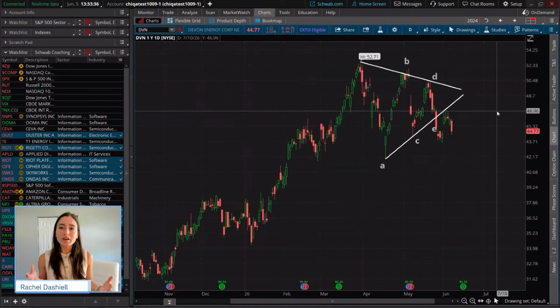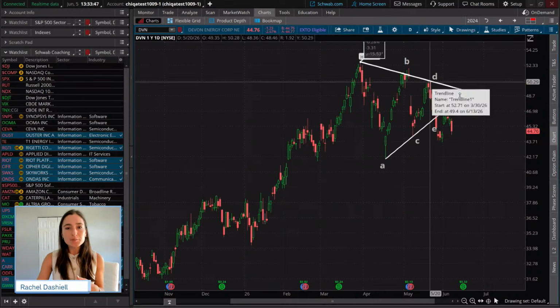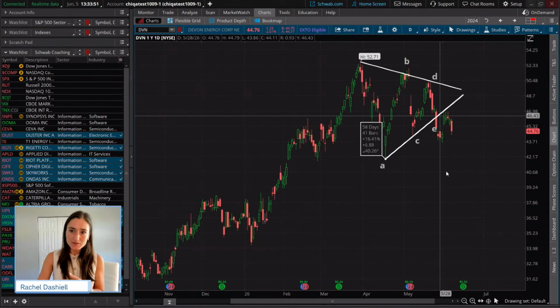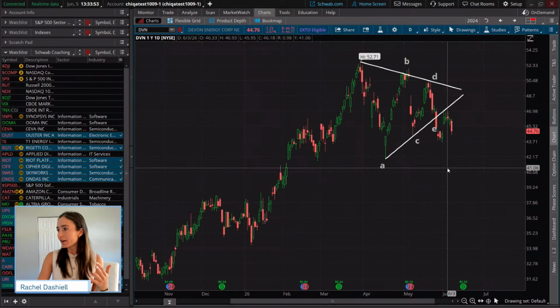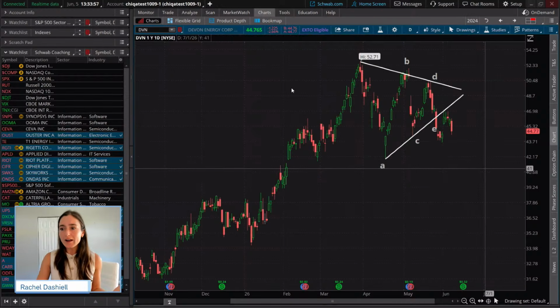Again, I just wanted to show an example of what these look like. With the contracting triangles, these are essentially what we call symmetrical triangles. So you're going to have the lower highs on the upside with a downsloping trend line. You're going to have higher lows on the downside with an upsloping trend line as well. So that is what the contracting ones look like.